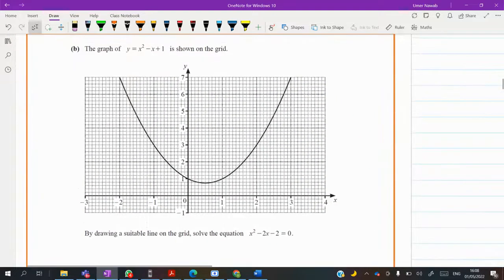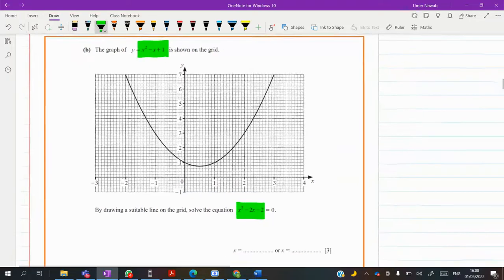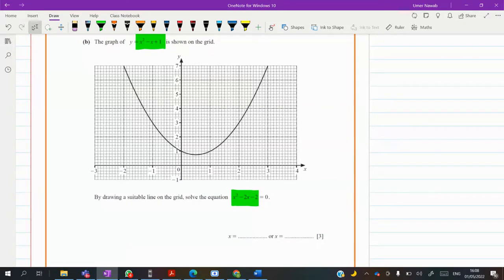Next is B part. He gave you the equation of a graph, which is a parabola. He said by drawing a suitable line on the grid, solve the equation. Oh wow. Solve the equations. You first match your equation with the given equation of a curve. Is there any difference? Your answer is yes, there is a difference. Can you send minus 2x and minus 2 to the right? Because I want to have the same thing on the left hand side as what I have been given in the equation of a curve. So minus 2x and minus 2 are sent on the right hand side.